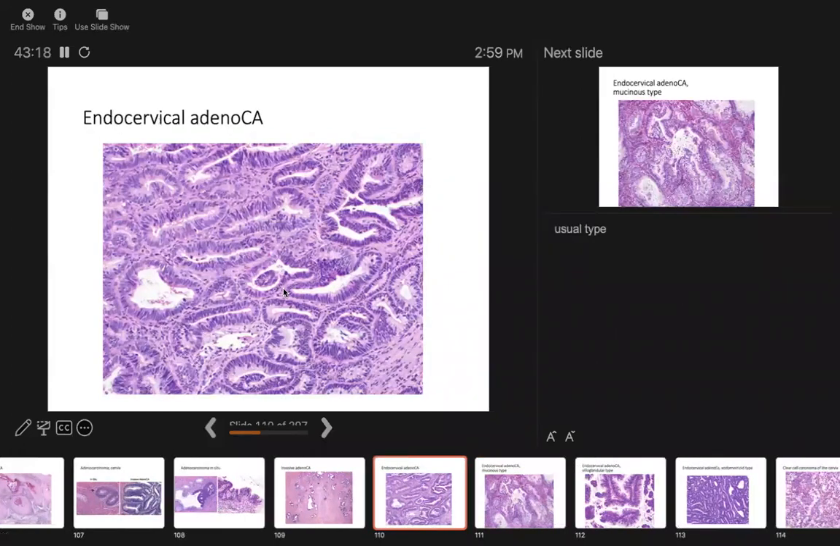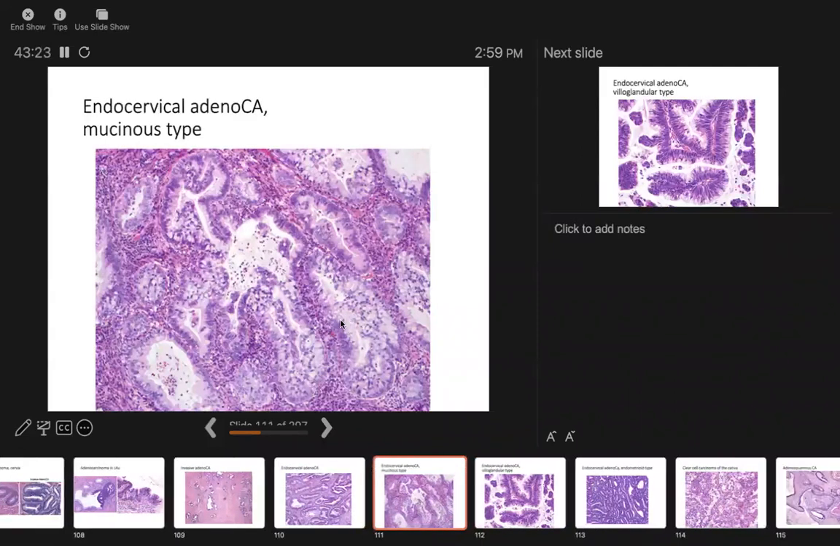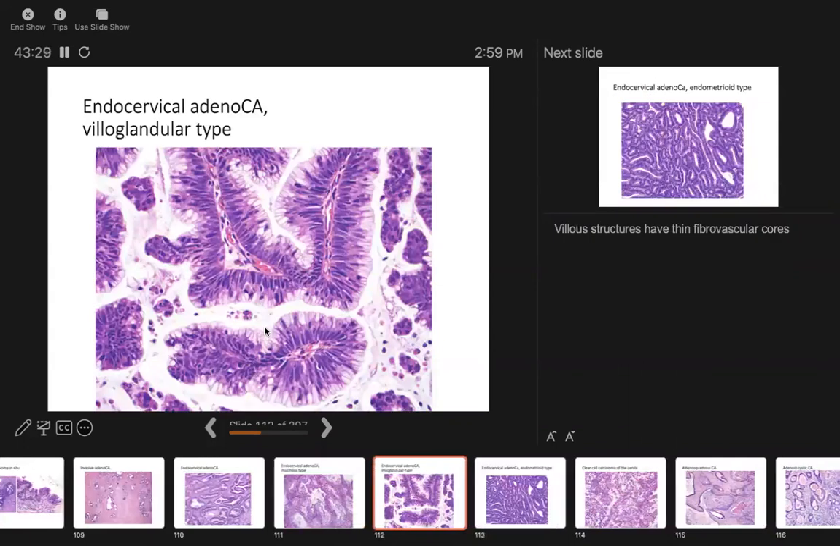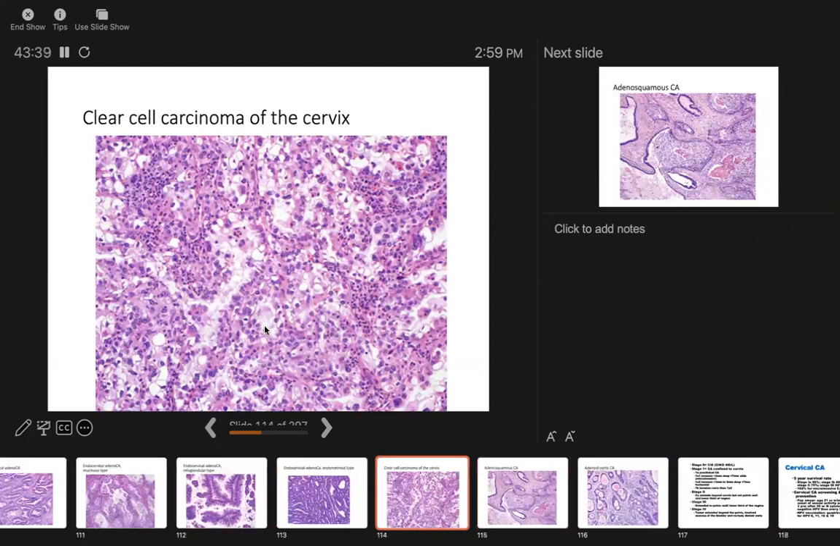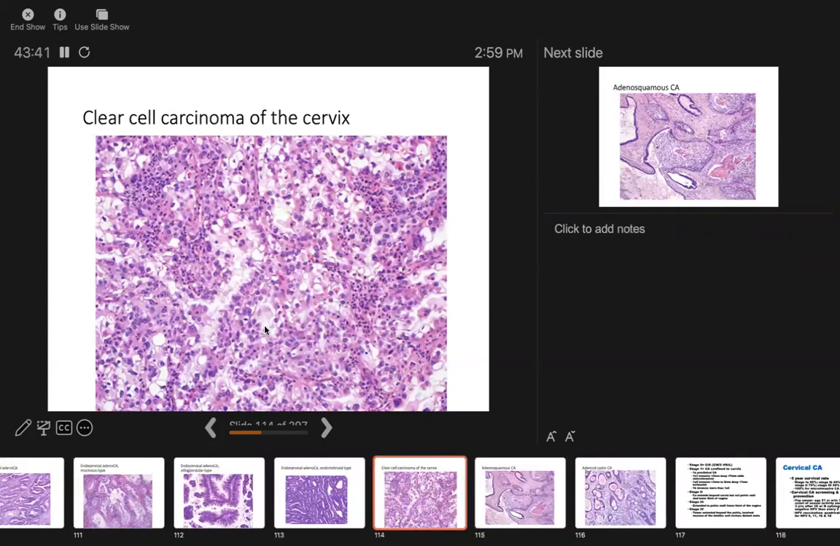One, it can be mucinous type, obviously, because you have mucin secretion in the lumen. Two, it can have villoglandular formation like this, papillary-like structures. It may resemble that of the endometrium. So that's the endometrioid variant. Or it may be giving you clear cell cytoplasm. That's the clear cell carcinoma. So these are the different variants of carcinoma of the cervix.